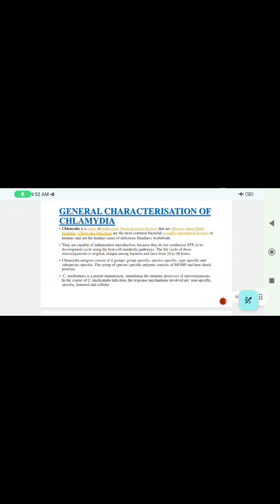Chlamydia antigens consist of four groups: group specific, species specific, type specific and subspecies specific. The group of species specific antigens consists of MOMP, LPS and heat shock protein. Chlamydia trachomatis is a potent immunogen, stimulating the immune processes of microorganisms in the course of C. trachomatis infection. The response mechanisms involved are non-specific, specific, humoral and cellular.